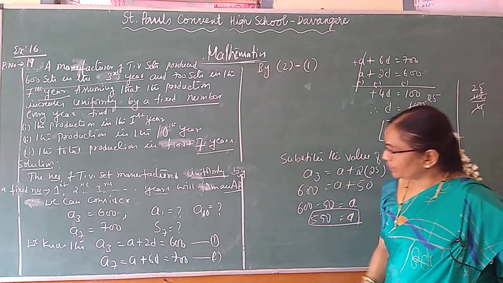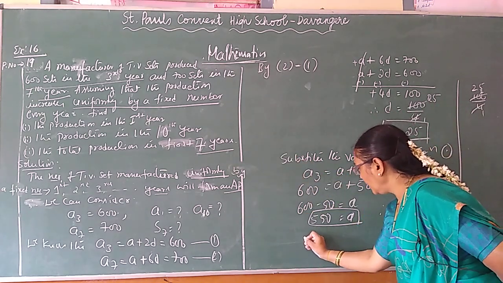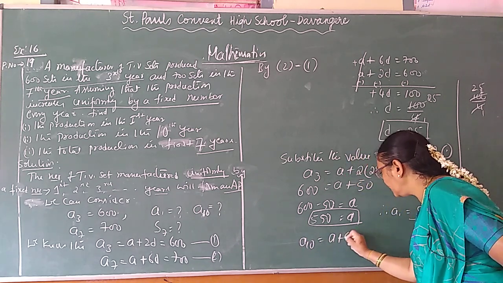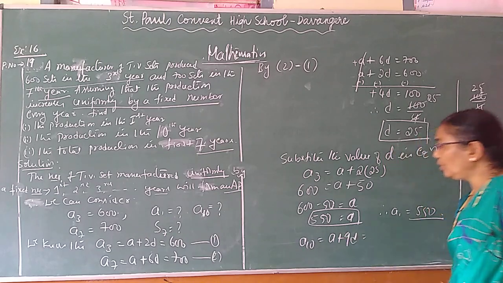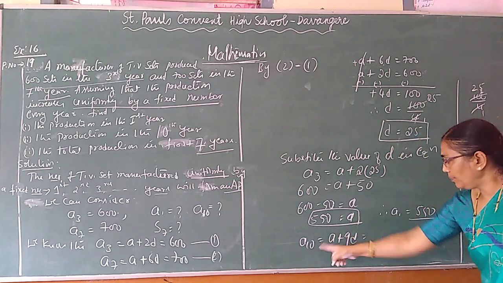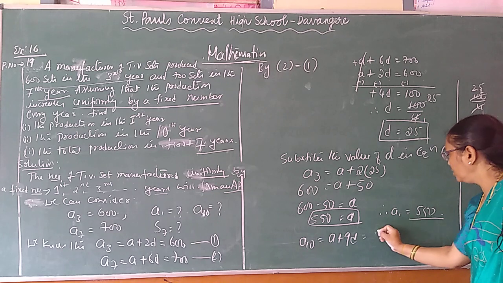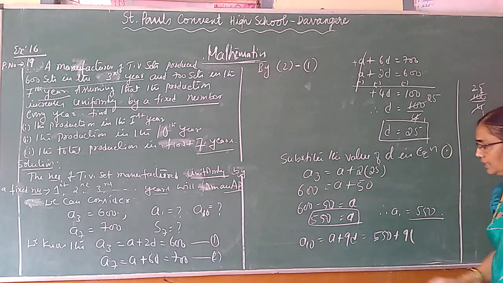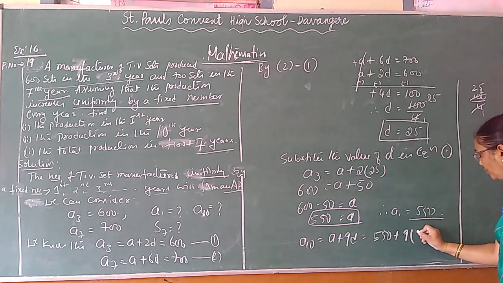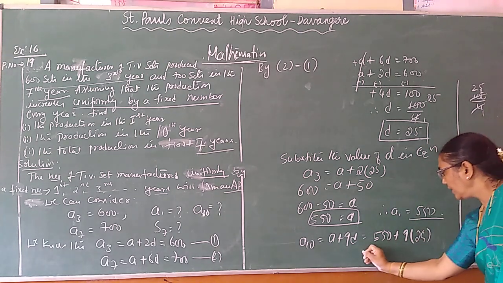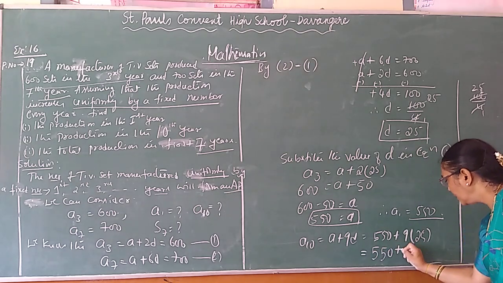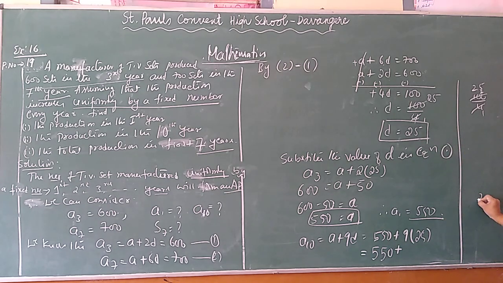Okay. Then they ask to find the A10 also. Again you can find A10. What's the value of A10? You know that A plus 9D. So directly go with the general formula. A plus 9D, A is what? 550 plus 9 into D. They are given D is 25. So that is equal to 550 plus 9 into 25. So multiply this.